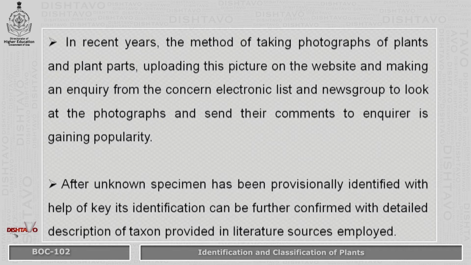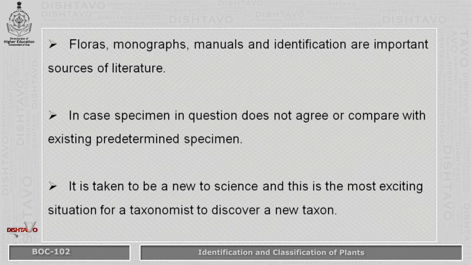After an unknown specimen has been provisionally identified, with the help of key, its identification can be further confirmed with detailed description of taxon provided in literature sources employed, like floras, monographs, manuals, and identification are very important sources of literature. In case the specimen in question doesn't agree or you cannot compare with existing predetermined specimen, then it is to be taken new to science. And this is the most exciting situation for a taxonomist to discover a new taxon.